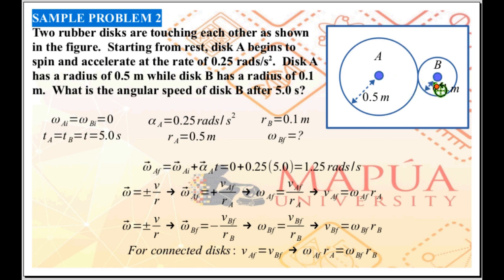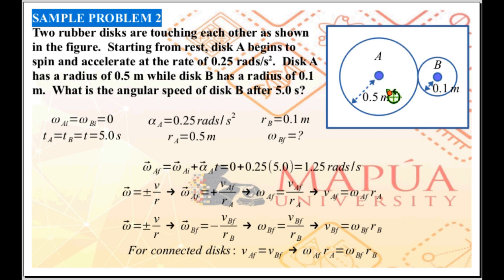Since the two are in contact, if disc A moves, disc B will also move. In particular, if disc A moves in the positive direction, disc B will move in the negative direction, in the opposite direction. If disc A moves in the negative direction, clockwise direction, disc B will move in the positive direction, counterclockwise direction. So disc B will always move in the opposite direction as that of A because of the geometry of the situation. They are in contact as shown.